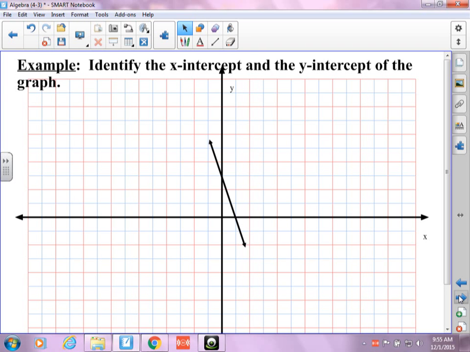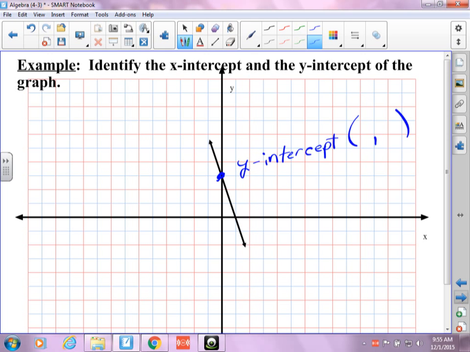Identify the x-intercept and the y-intercept of the graph. All right, so this is where it crosses one of the axes. What is this, the x-intercept or the y? Yes, it is the y. What's the ordered pair? 0, 3. Okay, here's the other intercept. It is your x-intercept. What's the ordered pair? 1, 0.